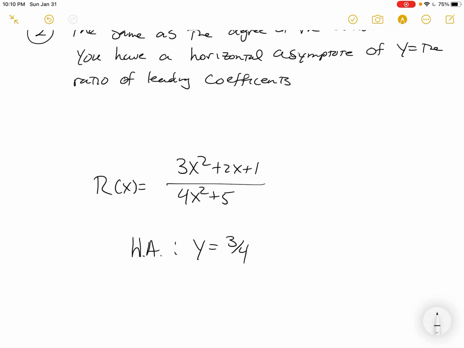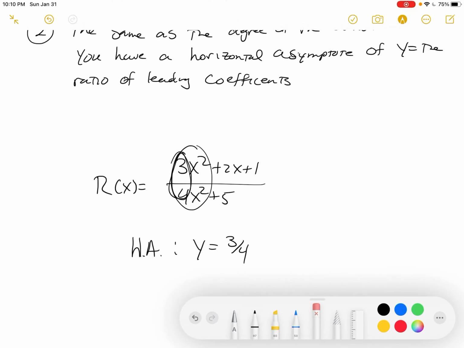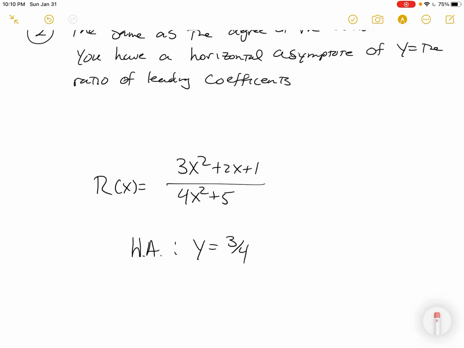So the degrees are the same. I probably shouldn't have circled the x squareds, but it's the ratio of leading coefficients there, and that's where I'm getting the 3/4. And again, we'll get practice with this.